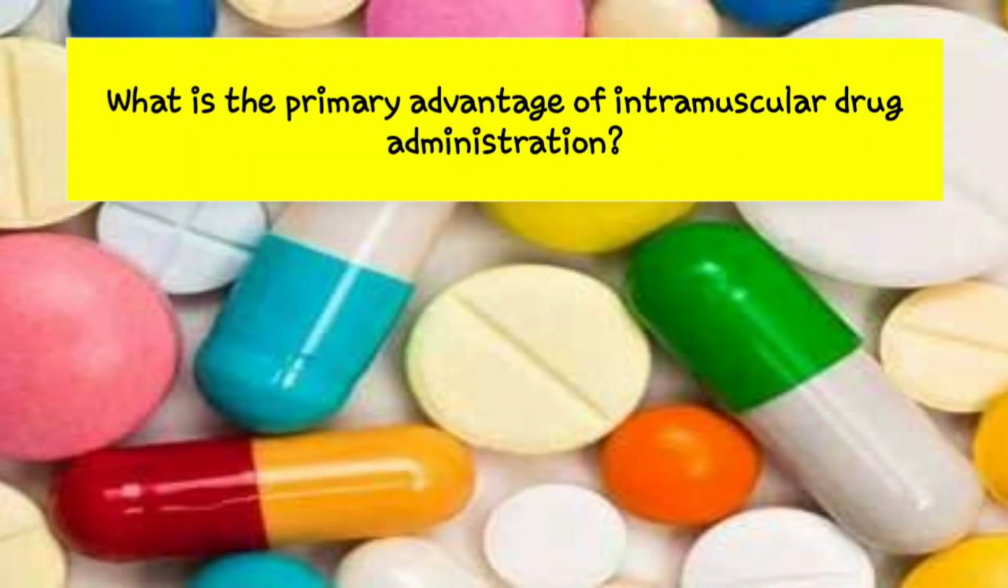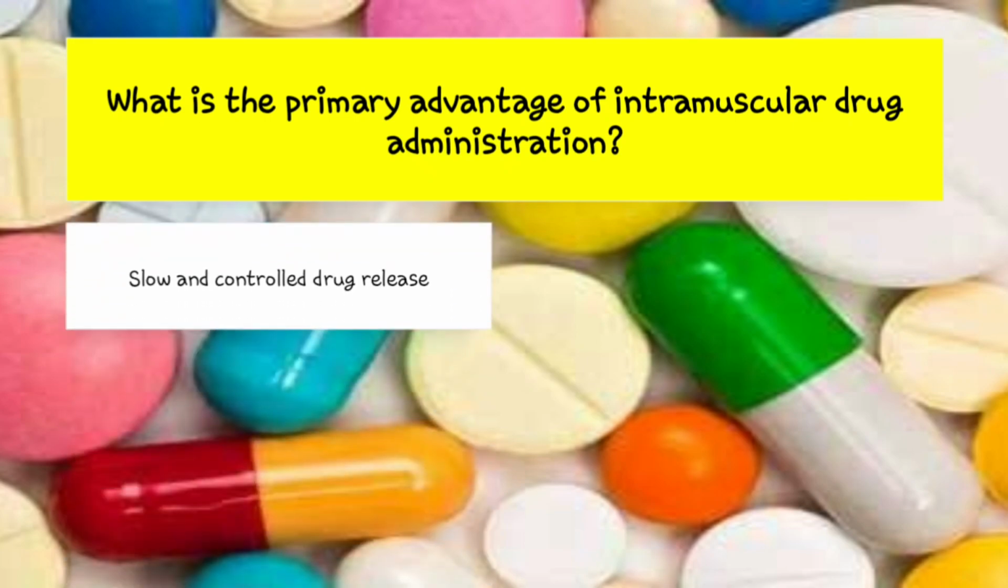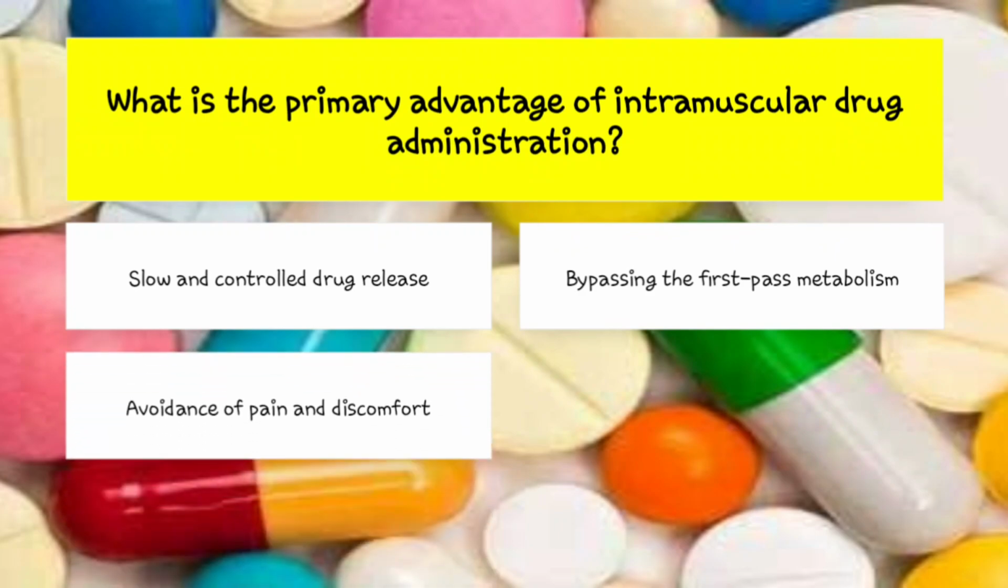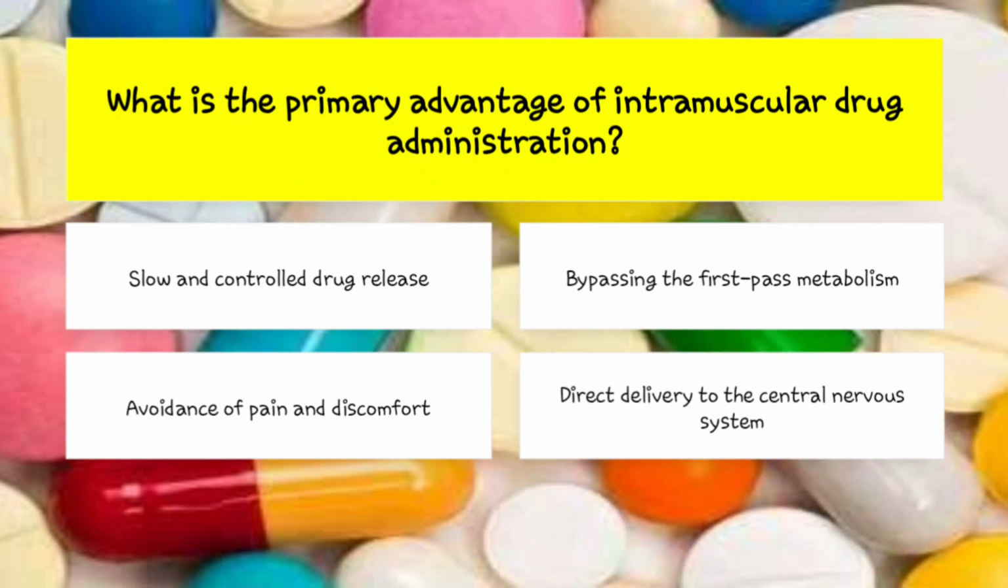The question is, what is the primary advantage of intramuscular drug administration? And the options are slow and controlled drug release. Next one is bypasses the first pass metabolism. Next one is avoidance of pain and discomfort, and last is direct delivery to the central nervous system. Your time starts. The correct answer for this question will be, you can guess meanwhile.